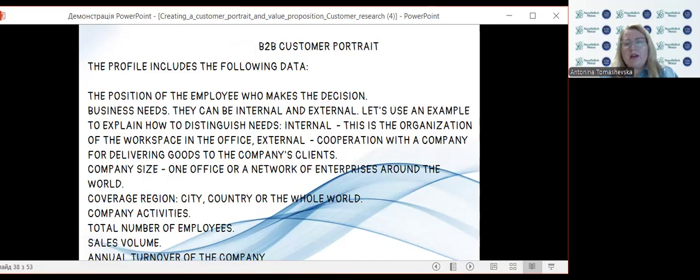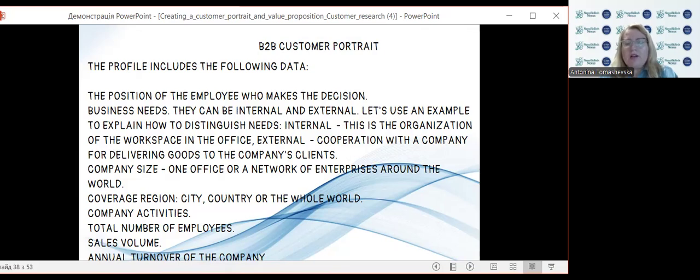The portrait includes the following data for B2B: the position of the employee who makes the decision. Business needs, which can be internal and external. Let's use an example to explain how to distinguish needs. Internal: the organization of the workplace in the office. External: cooperation with a company for delivering goods to the company's clients.